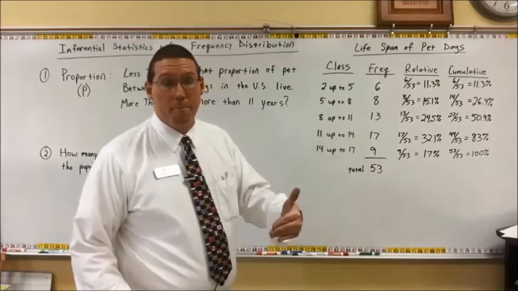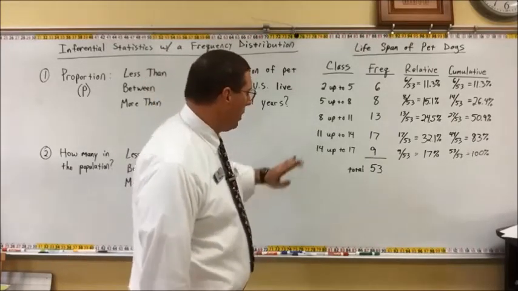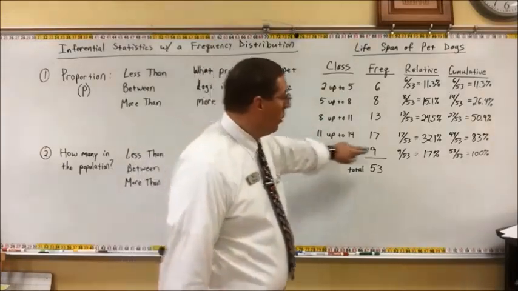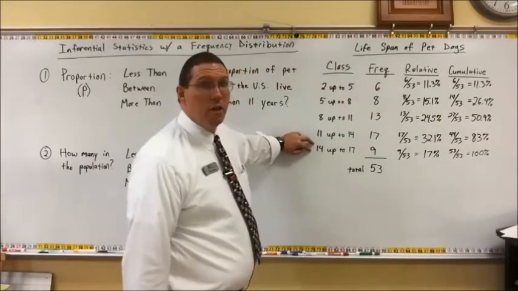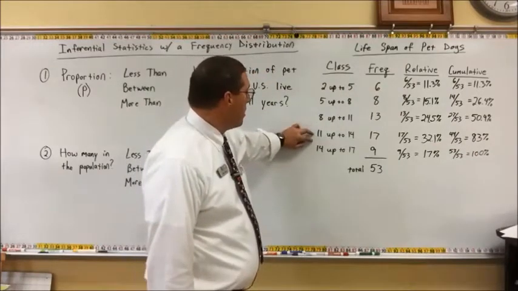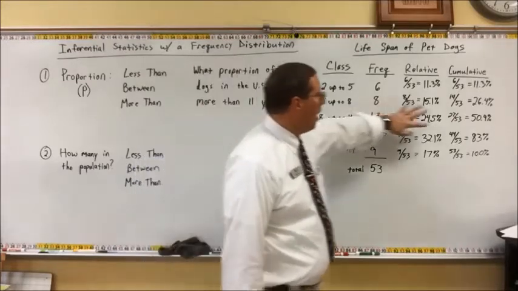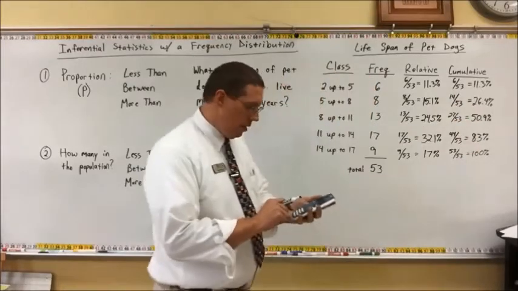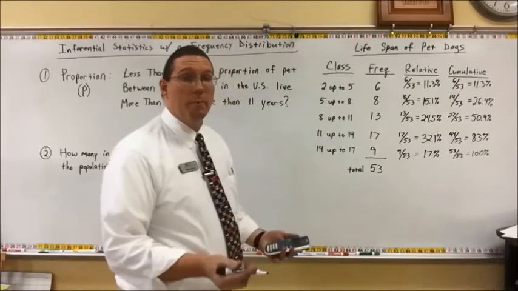We're going to combine them, okay? One way to do it is go to the higher group and go to the cumulative, which is 100%, and subtract away the cumulative from the highest group that is not included. So subtract away 50.9%. 100 minus 50.9 is 49.1%.